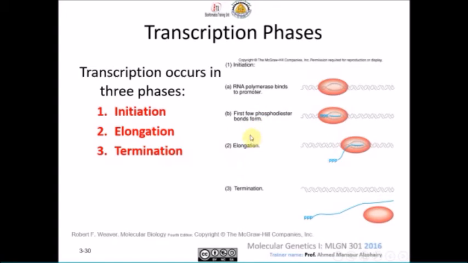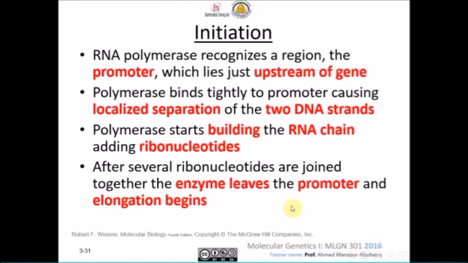The next step is called elongation. In elongation, more and more nucleotides are joined, and then termination ends the transcription. As we will see now, the RNA polymerase in the initiation recognizes a region called the promoter, which lies just upstream of the gene. So this is number one in the initiation.